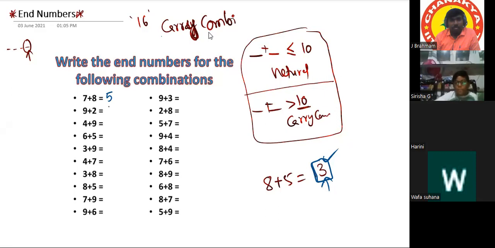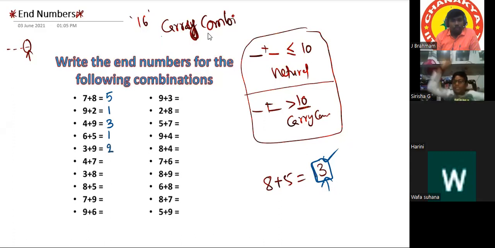Actually 11. But our concentration is on units place only. End number is 1. 4 plus 9 is 13, so 3. Okay. 6 plus 5, how much? 1, because it is 11. 9 plus 3, actually it is 12.